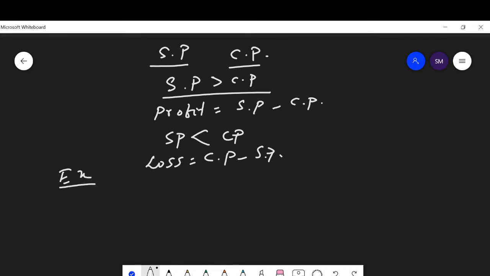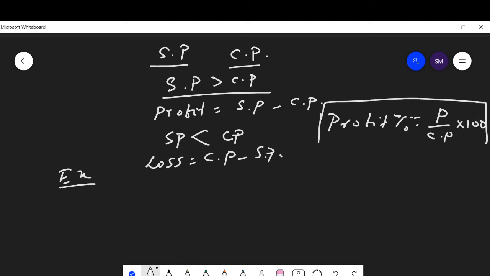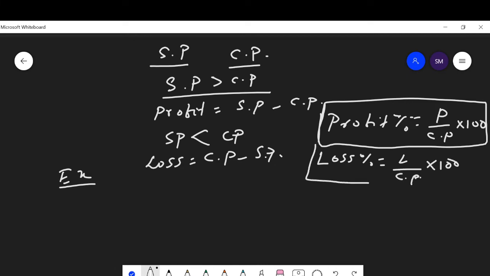Next, another formula. Profit percentage is equal to profit upon CP into 100. Always we calculate profit or loss from cost price. Then loss percentage is equal to loss upon CP into 100. This is the formula of profit percent and loss percent.